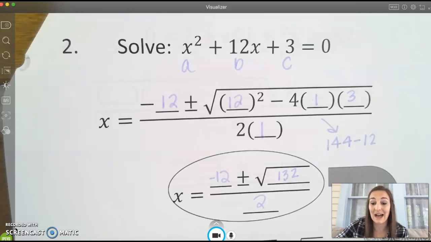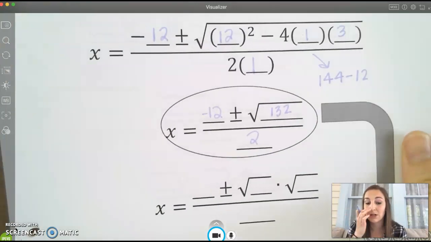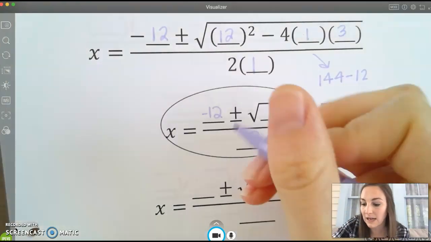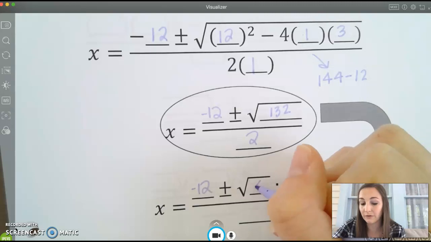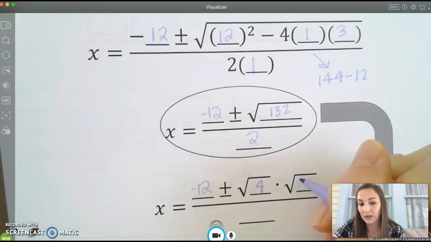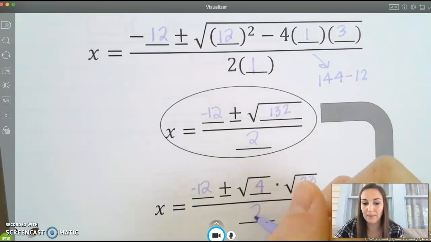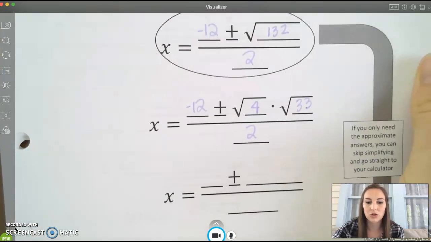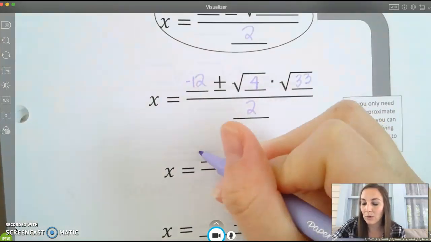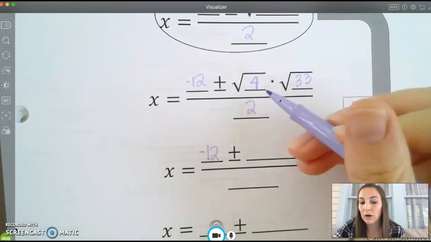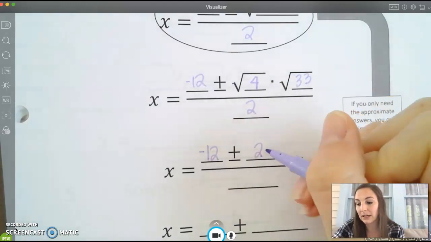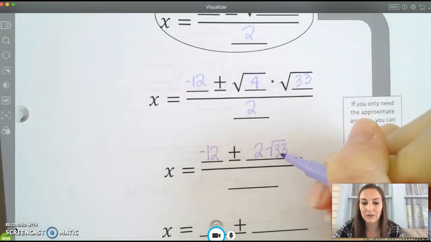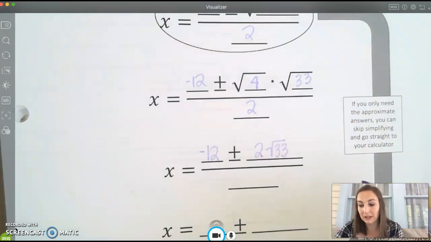But I need my exact, which means I need to simplify this. So I'm going to get negative 12. Well, the square root of 32 is divisible by 4, so I'll have the square root of 4 and the square root of 33 all divided by 2. So that leaves me with negative 12. The square root of 4 becomes 2, and I can't simplify the square root of 33 anymore, so I leave it as the square root of 33, and that's all divided by 2.